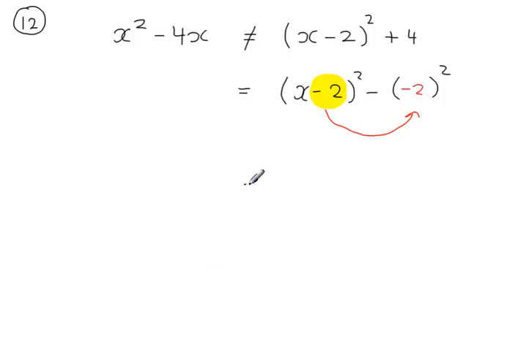So now you've got (x − 2) squared, and if you do the bit in brackets first, (−2) squared is 4, and then this will give you −4. So you can see that the problem here was the sign. It should have been a minus, and we put a plus.